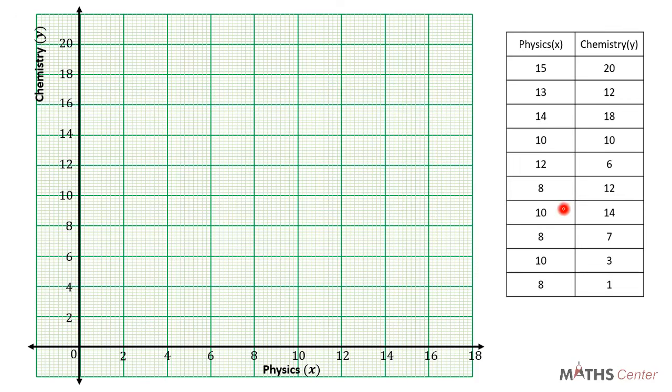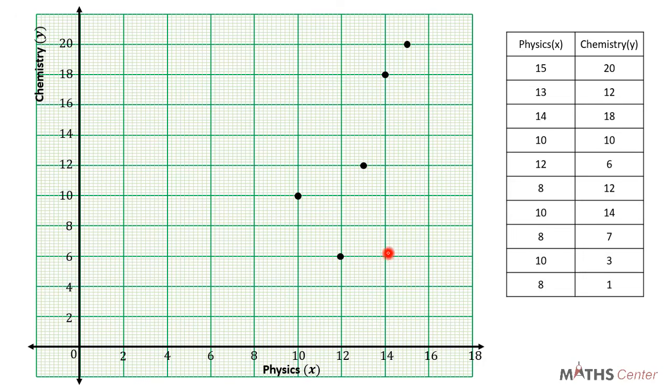Here are the points. So you take them one after the other and you plot them. The first one is 15, 20. So 15 on the x-axis and 20 on the y-axis. That will be here. The next one is 13, 12. 13, 12 will be here. The next one is 14, 18. 14, 18 will be here. The next one is 10, 10. 10, 10 will be here. The next one is 12, 6.